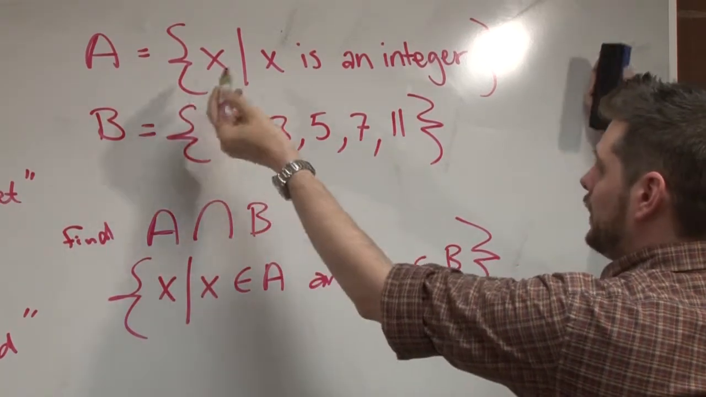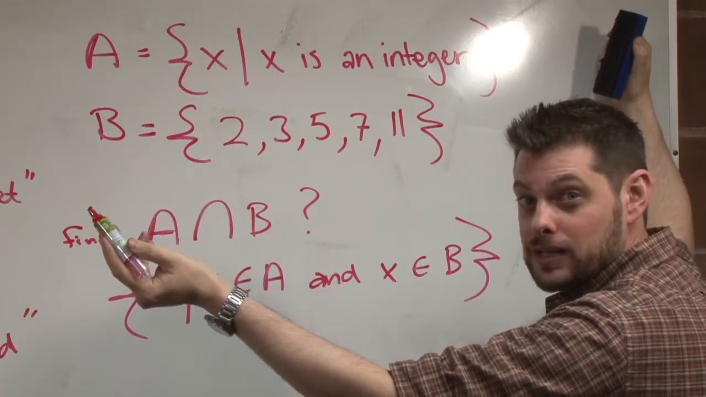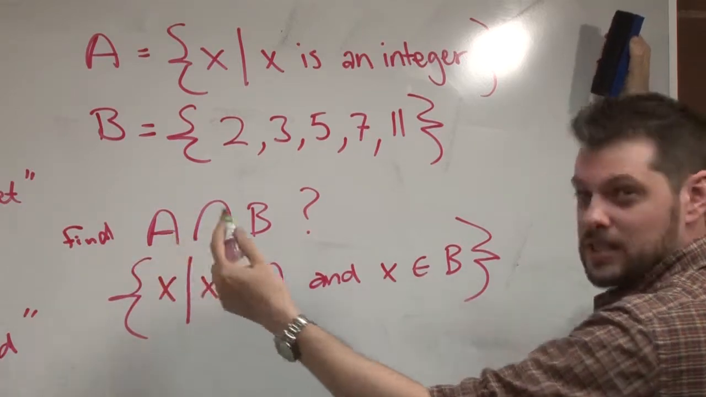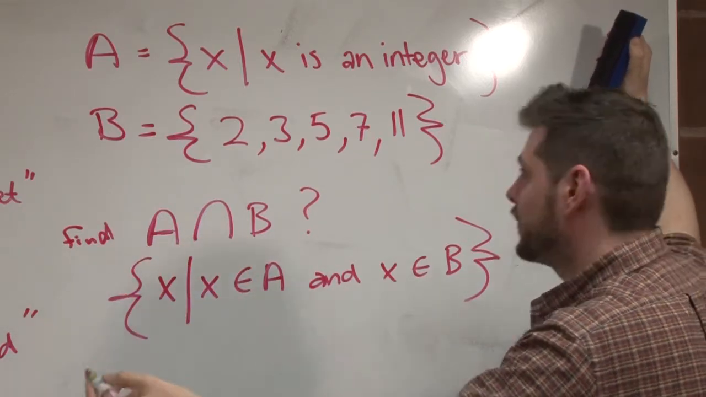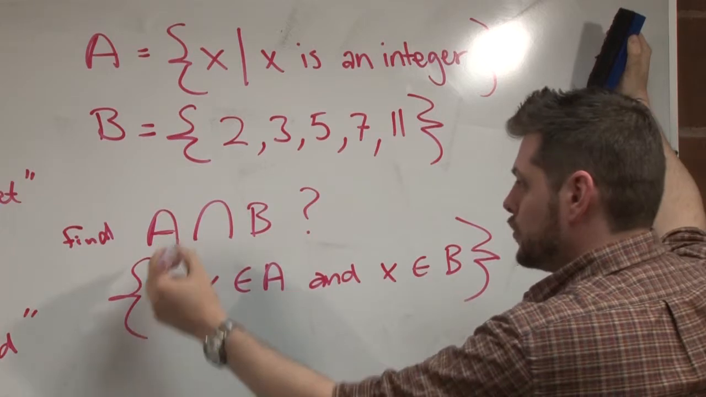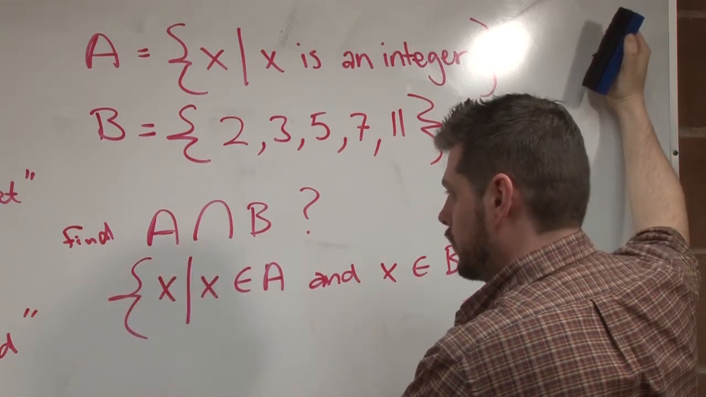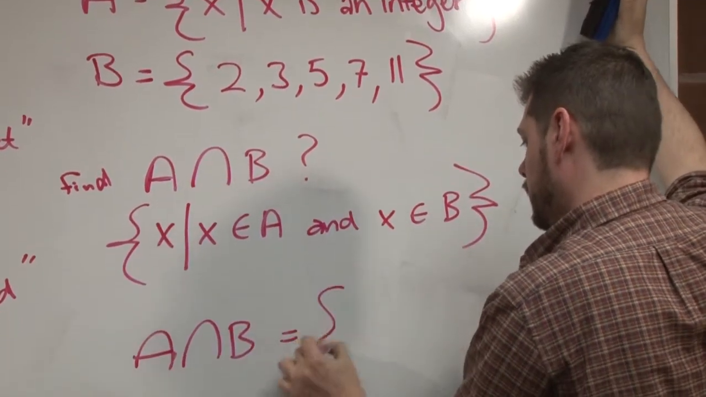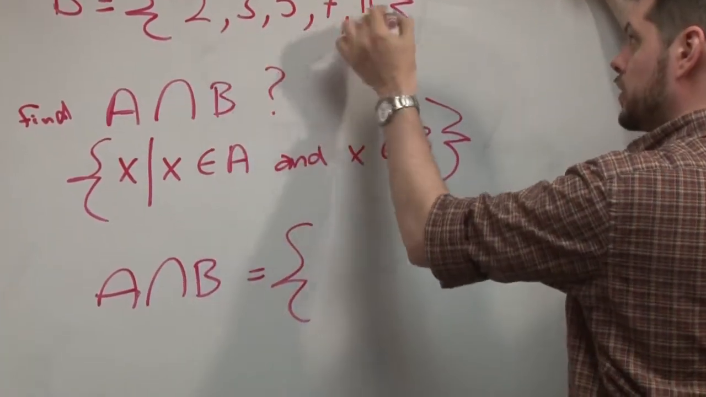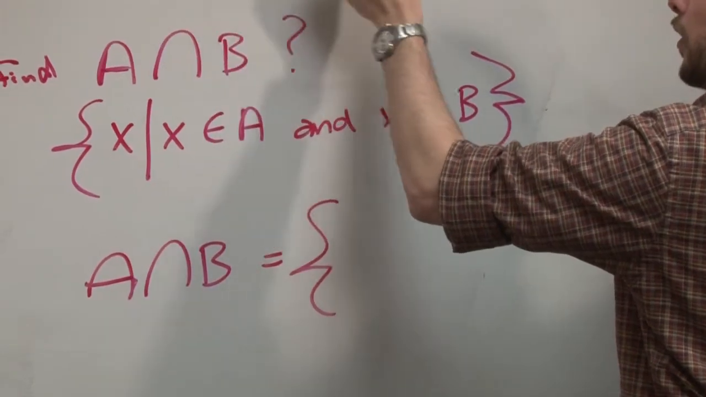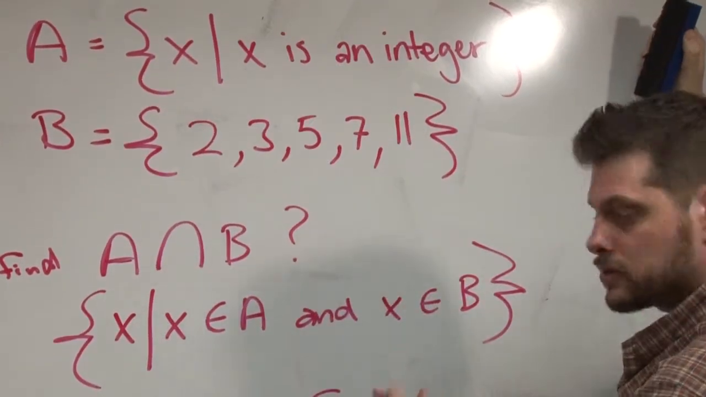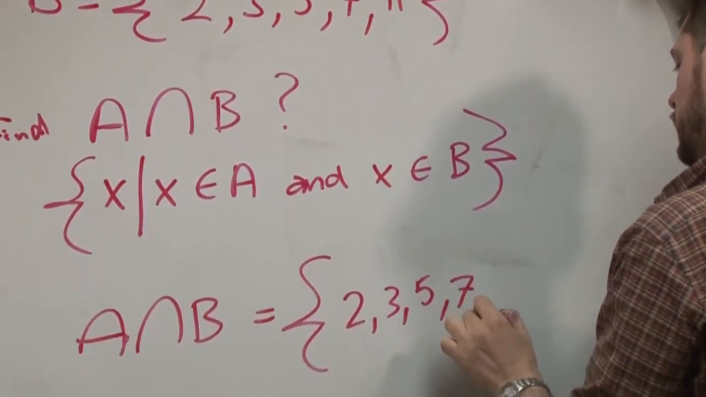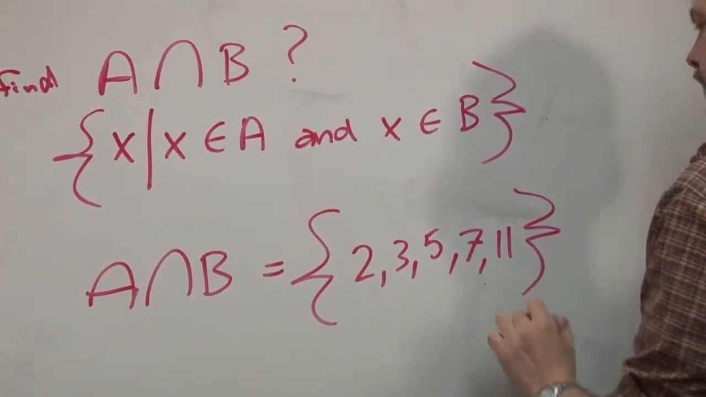The set A has infinitely many integers in it, right? We haven't stopped counting integers, and we're not likely to. We get really tired of doing it, so we let computers do it. So really, the solution of the intersection, if I were to write it as a set, is just all these numbers. All those numbers are in B, and they're all integers. So the solution set would be 2, 3, 5, 7, 11. Okay?